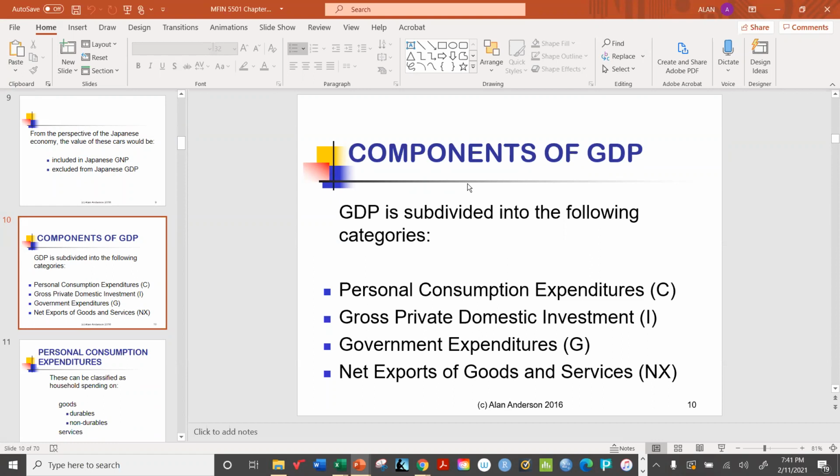basic categories. We have personal consumption expenditures, as you can see, gross private domestic investment, and you see these letters. We often use the letters in our equations to help us understand what's going on without having to write out the words every time. We have government expenditures, and then finally we have net exports of goods and services, which will be especially important in a course like this. That's right. This is the one that we'll be focused on most often because this is an international finance course.